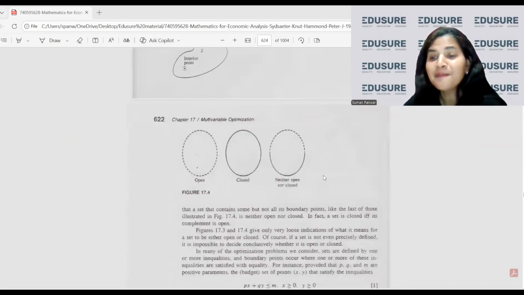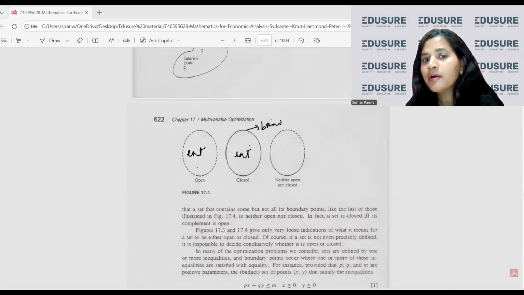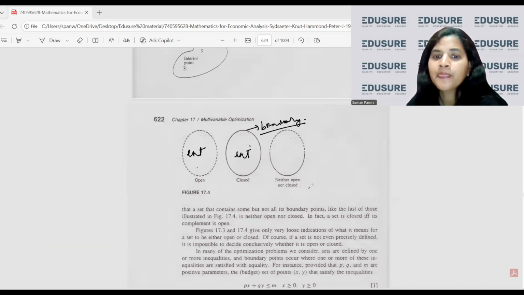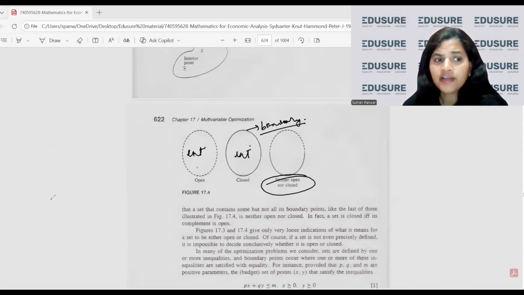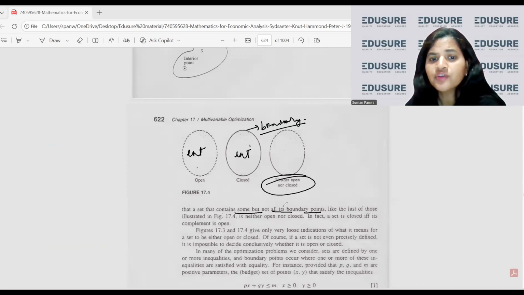ओके, ऑलराइट, सो व्हाट इज द डेफिनेशन ऑफ एन ओपन सेट? एन ओपन सेट इज द वन दैट कंटेन्स ऑल इट्स इंटीरियर पॉइंट्स, सिर्फ इंटीरियर पॉइंट्स को कंटेन करता है। ये देखिए, क्योंकि इसकी बाउंड्री इंक्लूडेड ही नहीं है। क्लोज सेट होता है जो इंटीरियर पॉइंट्स को भी कंटेन करता है और बाउंड्री पॉइंट्स को भी कंटेन करता है। और ये जो सेट है ये नीदर ओपन है नॉर क्लोज्ड है। ऑलराइट, सो a set that contains some but not all its boundary points is neither open nor closed. So this is the concept of open and closed sets.